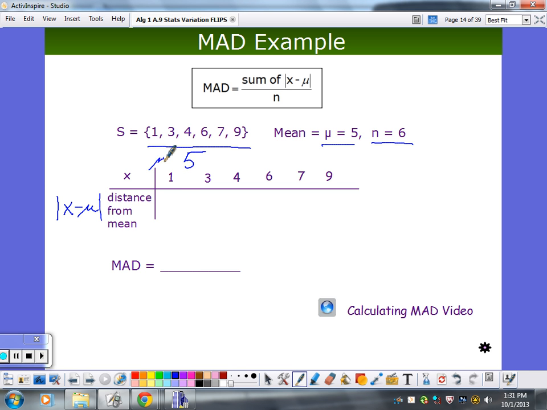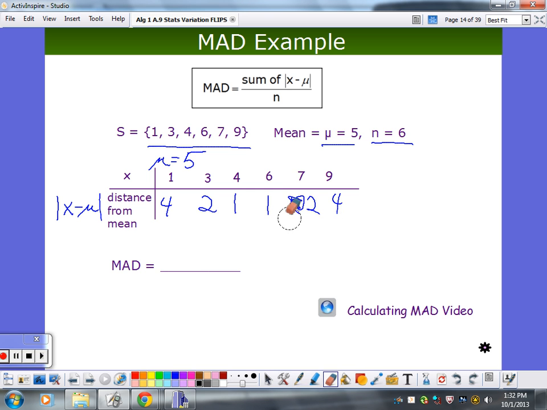It's harder to say it than to do it. Here's my mean. So 1 minus 5 is -4, but I want the absolute value. So think about what's the distance between 1 and 5? What's the distance between 3 and 5? Between 5 and 4? Between 5 and 6? Between 5 and 7? 2. Distance between 5 and 9?